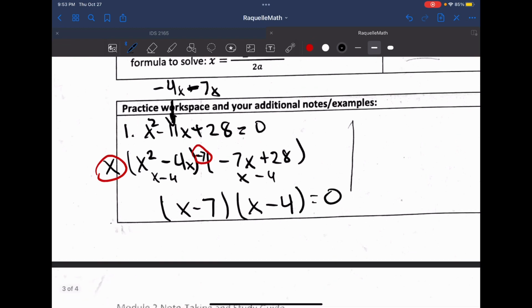And this is basically how you can solve for it. So you set it equal to 0. If you add 7 on each side, you get x equals 7. And then if you add 4 on each side, you get x equals 4. So this is a fairly simple concept.